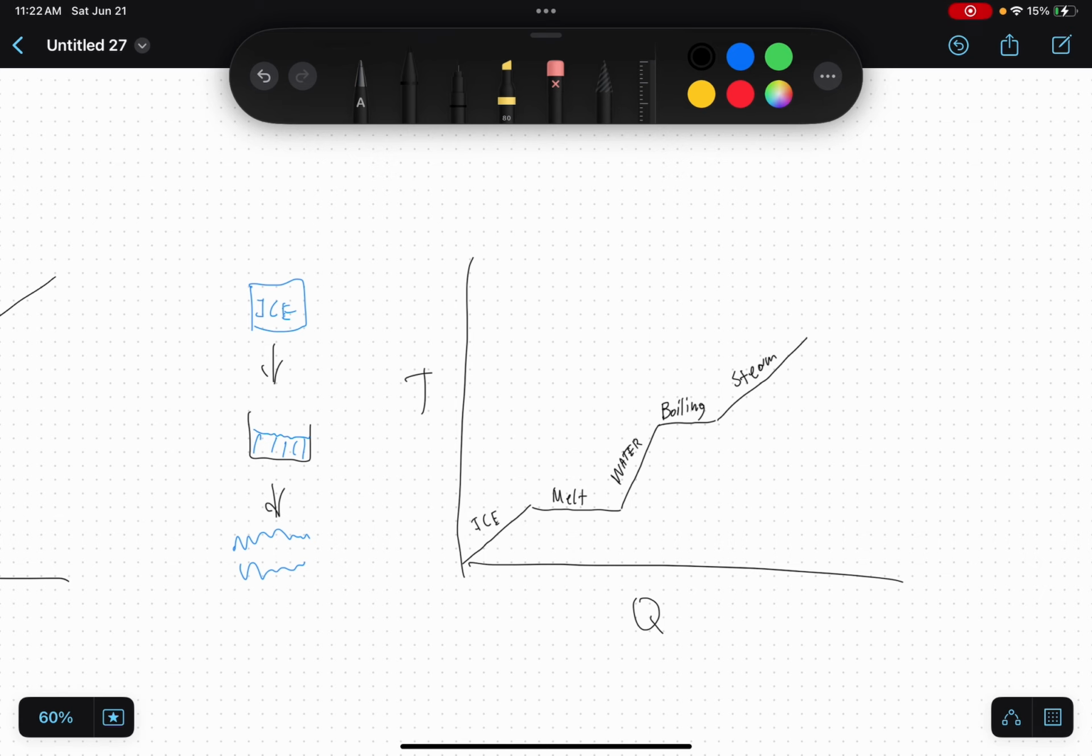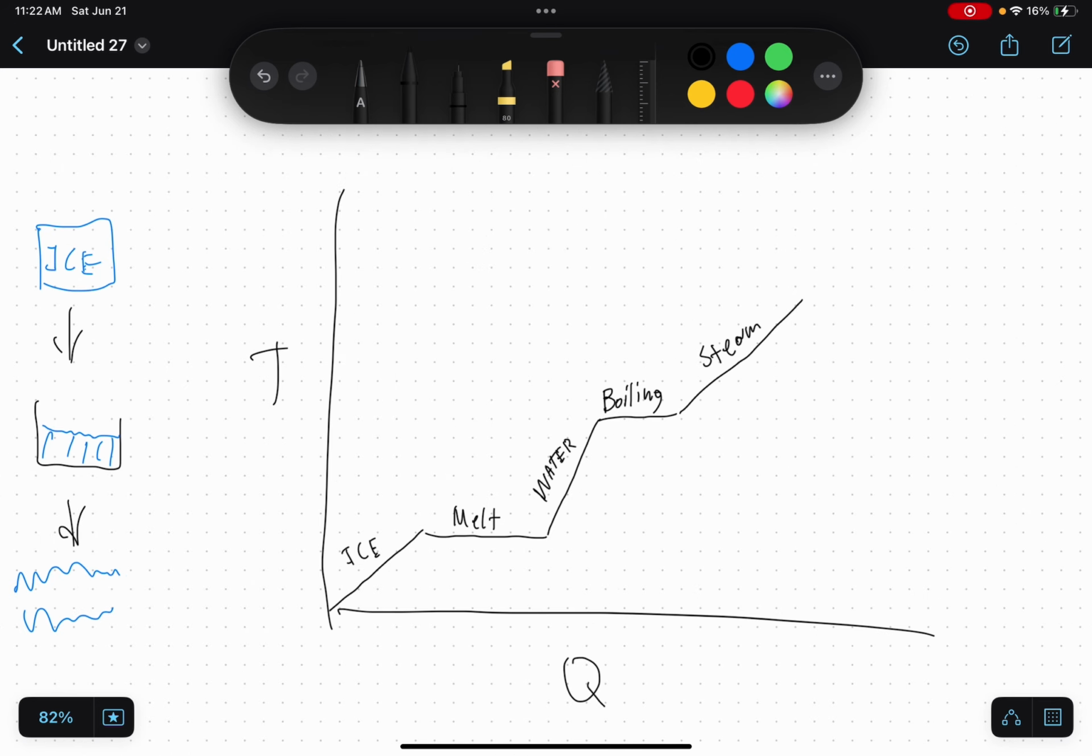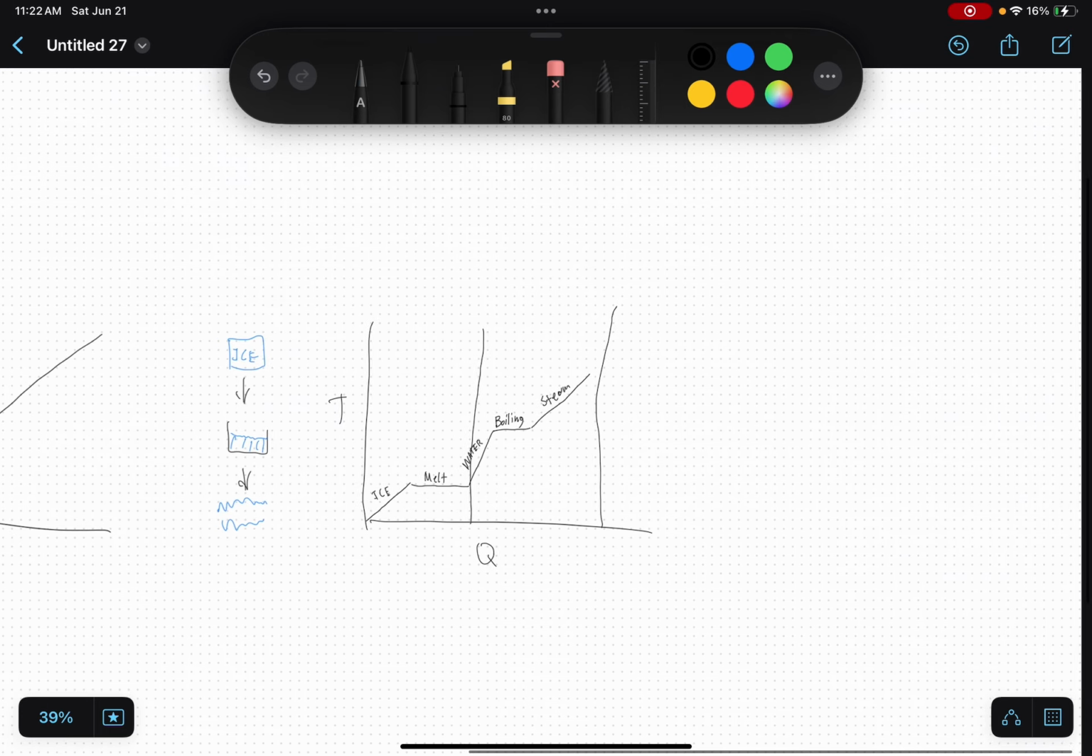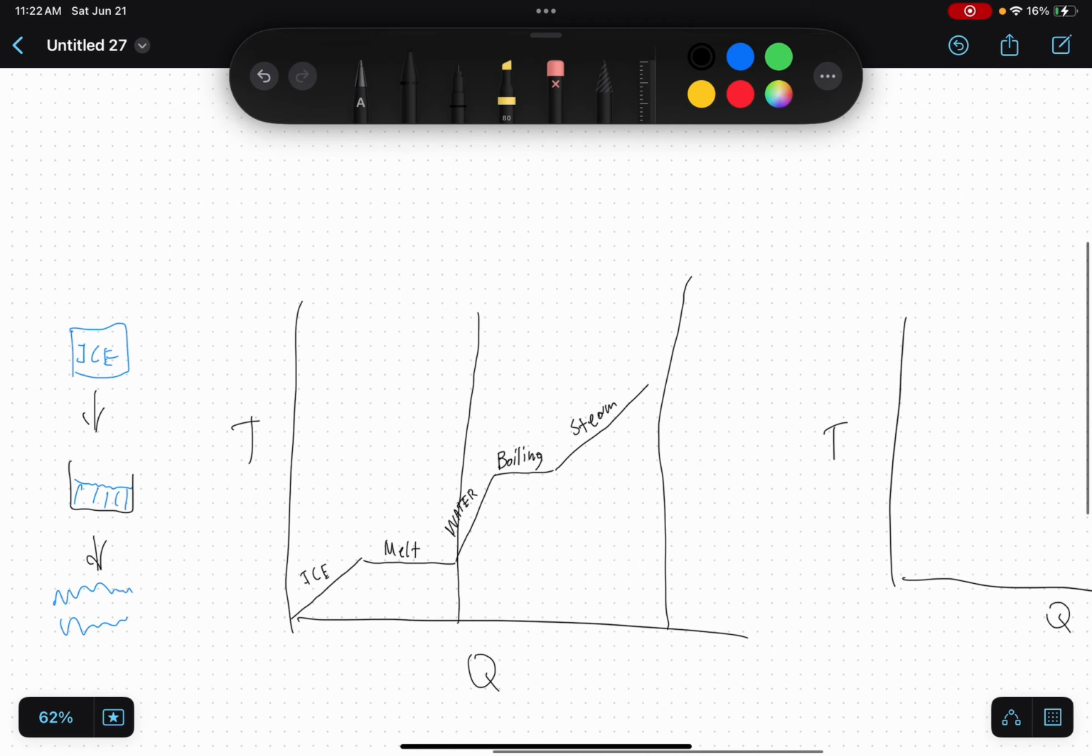Okay. Typically, in thermodynamics, we only really care about this region. So I'm going to redraw it with just that region. Actually, there's one more thing we could do.